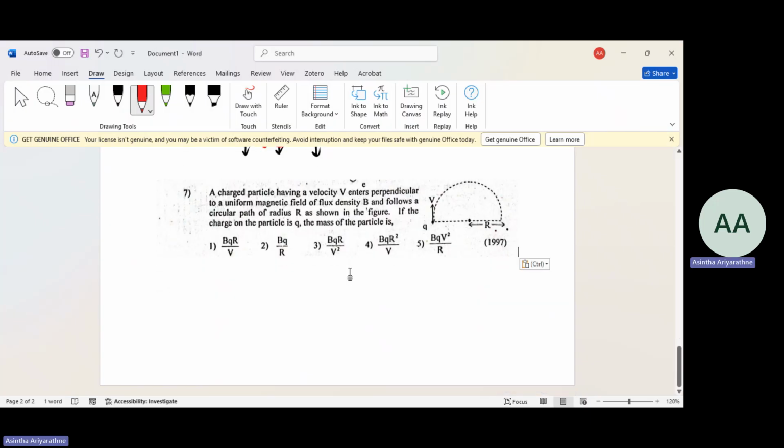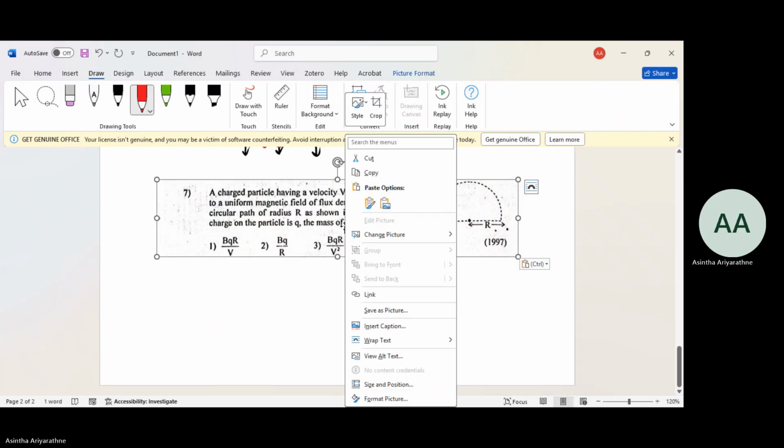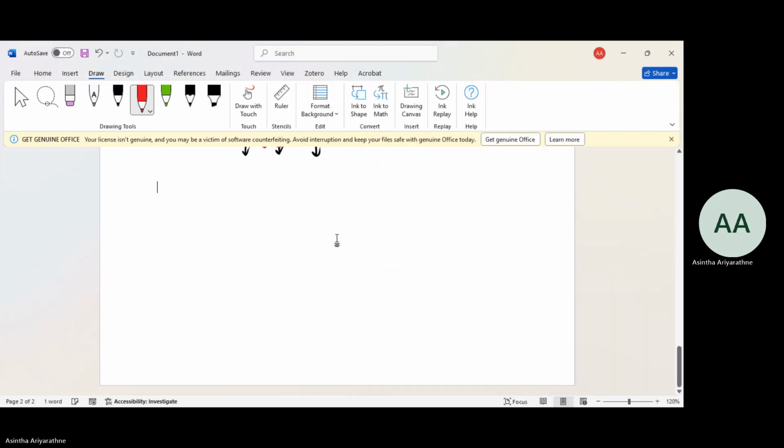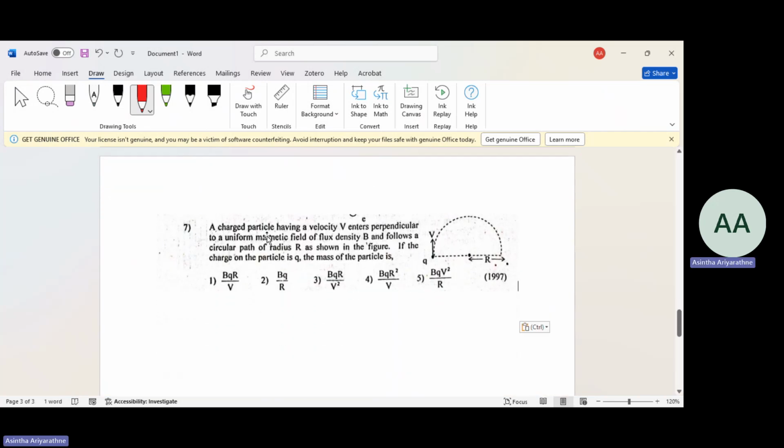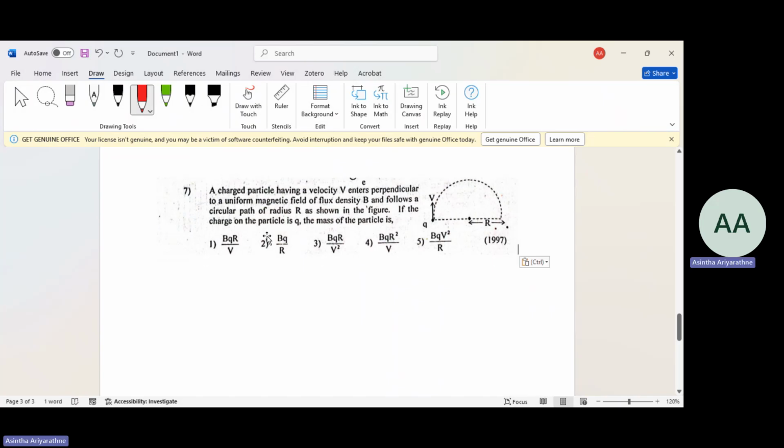Next question: a charged particle having velocity v enters perpendicular to a uniform magnetic field of flux density B and follows a circular path of radius r as shown in the figure. If the charge on the particle is q, the mass of the particle is?